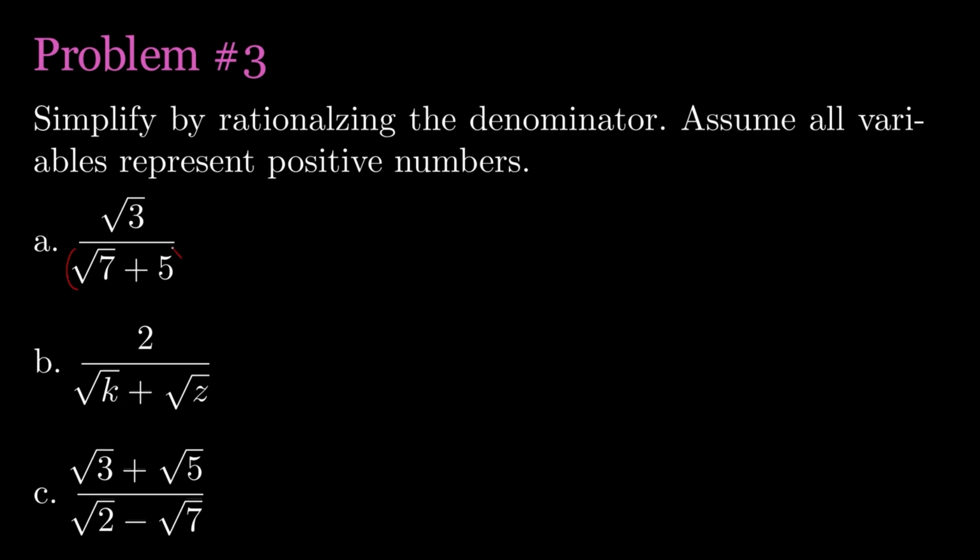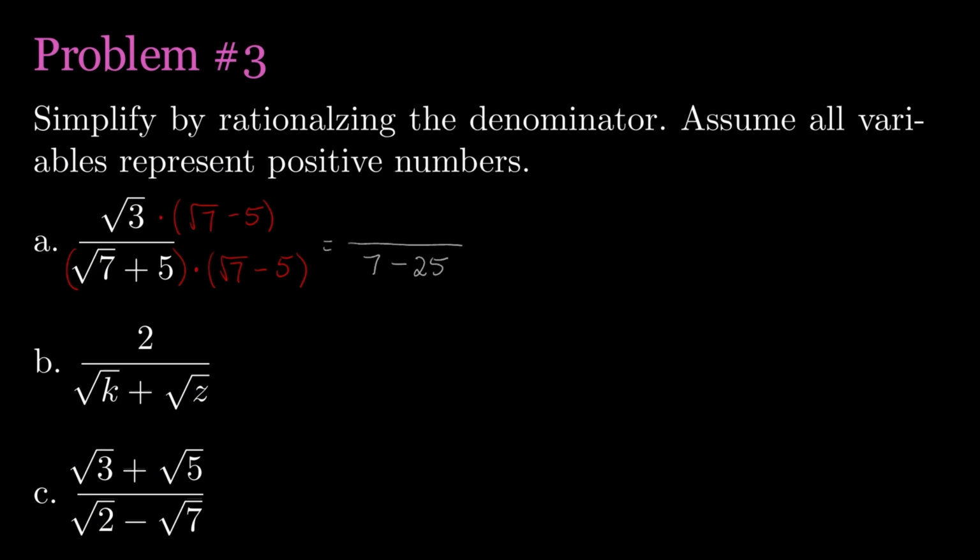So in part A, the conjugate of the square root of 7 plus 5 is the square root of 7 minus 5. So that's what we multiply into both the denominator and the numerator. And then we start with simplifying the denominator. We know this is the difference of squares. So the square root of 7 squared is just 7, and 5 squared is 25.